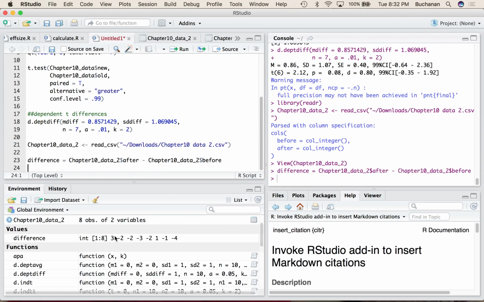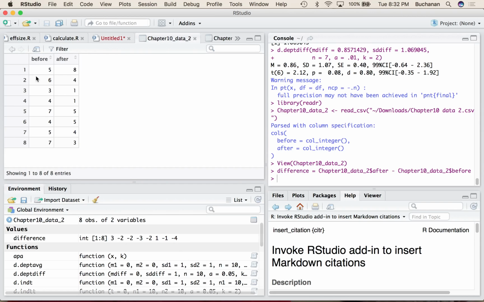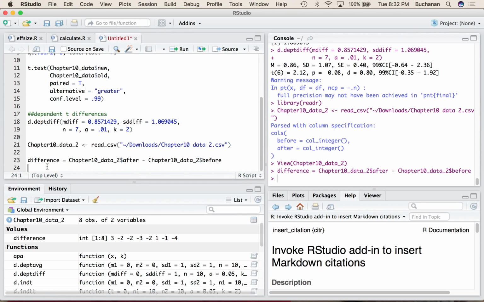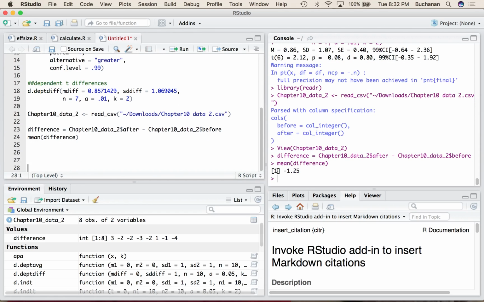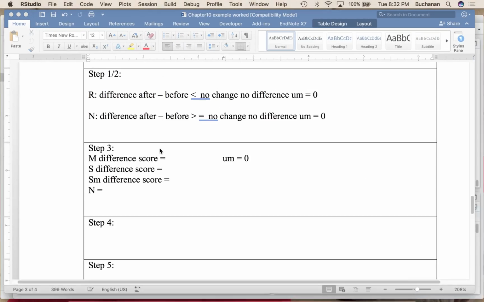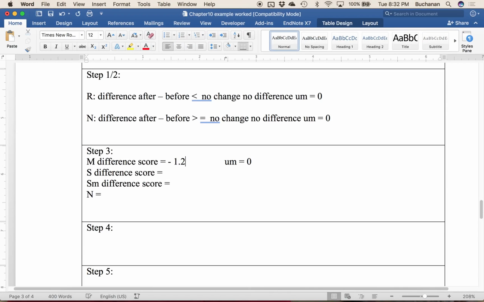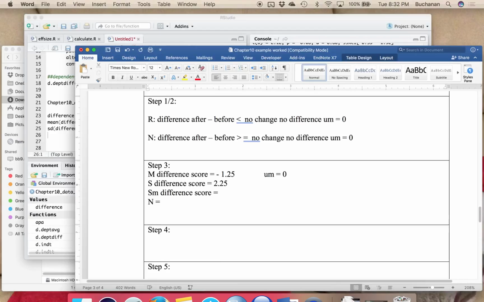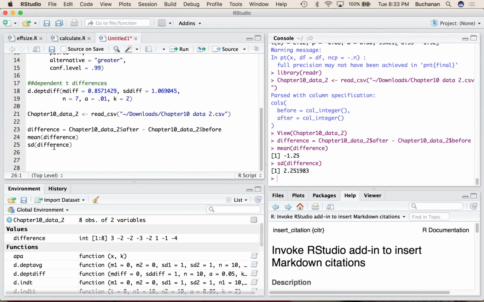Okay, so now I have a new difference score where the first person went up 3 bags of trash and the second person went down 2 bags of trash. So 8 minus 5, 4 minus 6. I'm going to calculate the mean of my difference score. It's negative 1.25. The standard deviation of the difference score is 2.25. So we're going down 1.25 bags of trash, but there's a lot of variation there. It's 2 bags of trash variation. That implies that some people are actually going up. Ooh, which is no good.